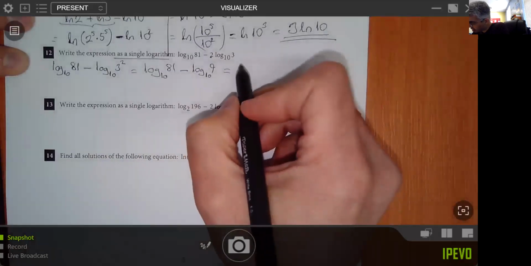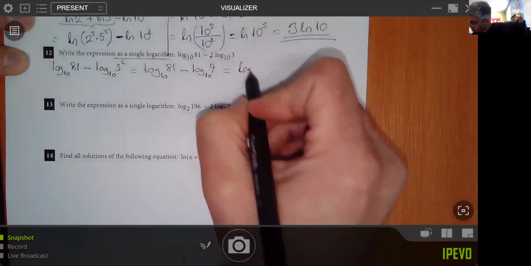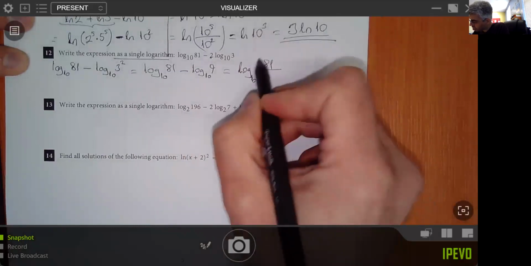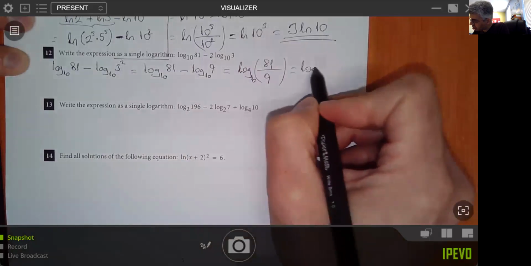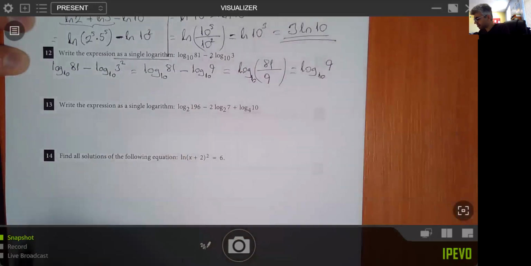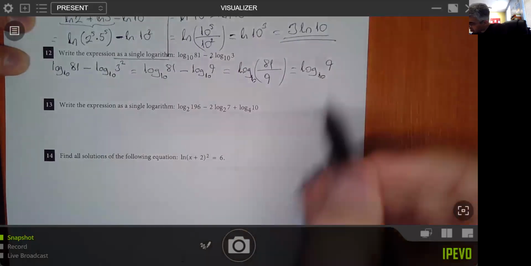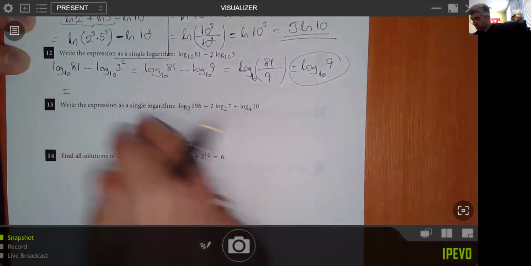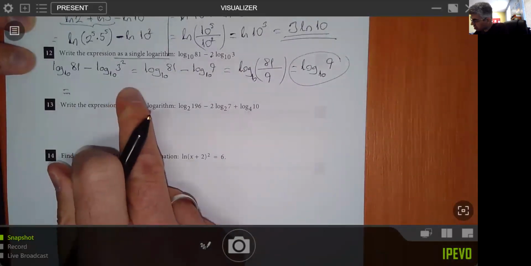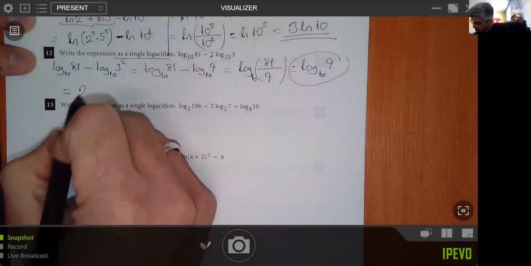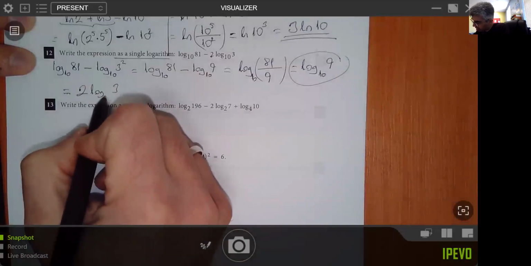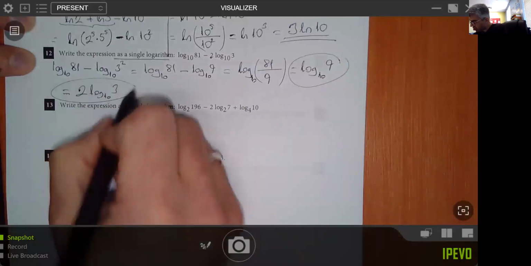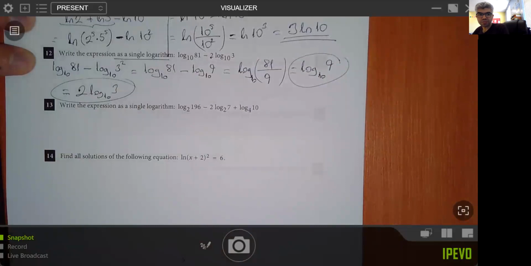We have subtraction. Subtraction we write as division of the arguments. So we have 81 over 9 base 10. That is log of 9 base 10. Okay. Well, this is the single logarithm. We can write also, this may be a multiple choice question. So the answer may be like this, or it may be 2 log 3 base 10, since 9 is 3 squared and 2 I can write as a coefficient. Both of them are okay, guys.